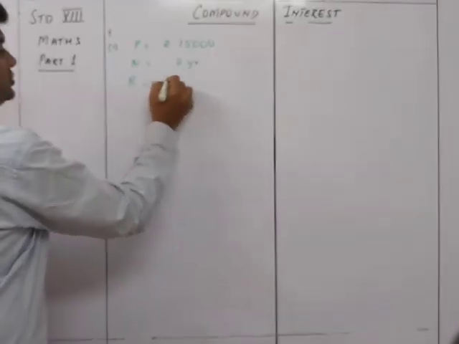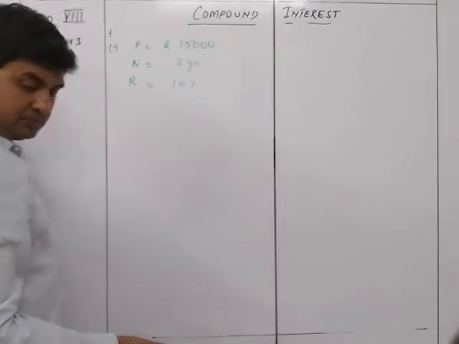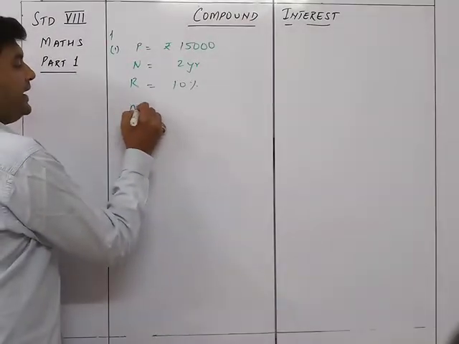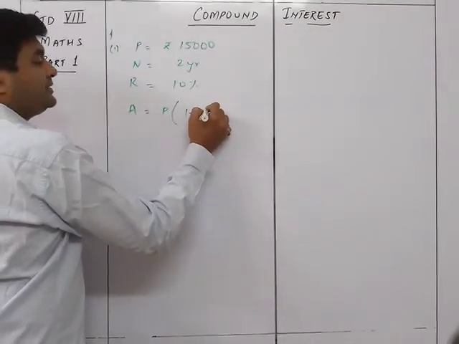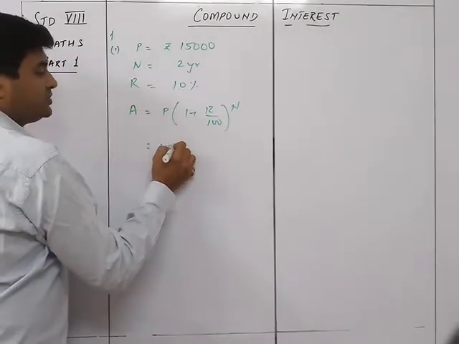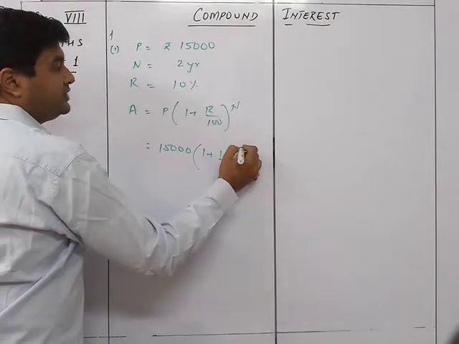The rate of interest is equal to 10%. You need to find out the amount and the compound interest. It is compounded annually. So we have A is equal to P(1 + R/100) raised to n. So that is 15,000 into (1 + 10/100) raised to 2.